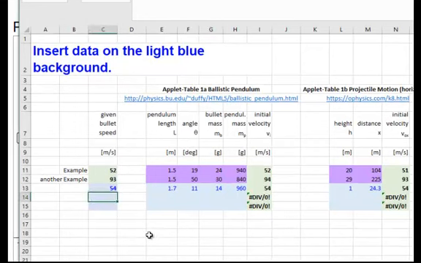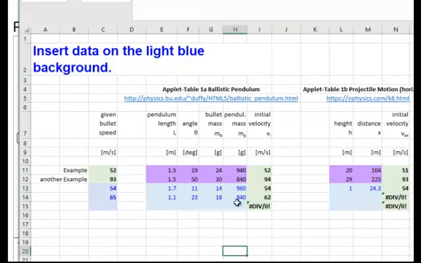So I didn't enter these numbers here, so the actual bullet speed is 65. The pendulum length was 1.1. The angle that I measured was 23 degrees. The bullet mass 18 grams, and the pendulum mass 840 grams. And we can see that, yep, a little bit of error here. I'm getting 62 as compared to 65.